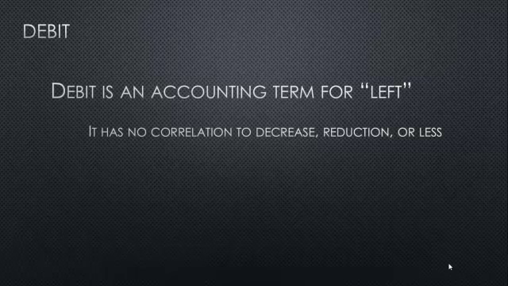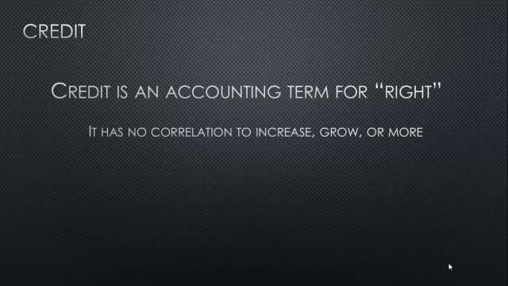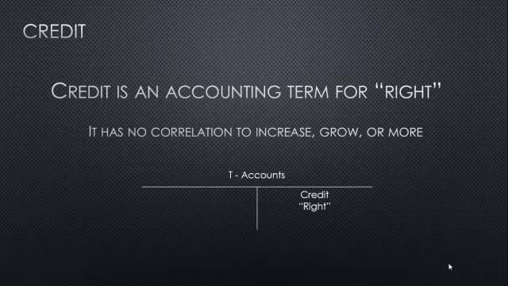Okay? So from a T account perspective, and remember, this is a T account. It looks like a T. We have the left side and we have the right side. And where it says T account, we'll put the account's name. So it could say cash, or accounts payable, or accounts receivable. So on the left side, we have debit, left. Okay? Credit, on the other hand, would be right. It has no correlation to increases, growth, or more. And so, for instance, if we draw our T account, this right side is the credit side.